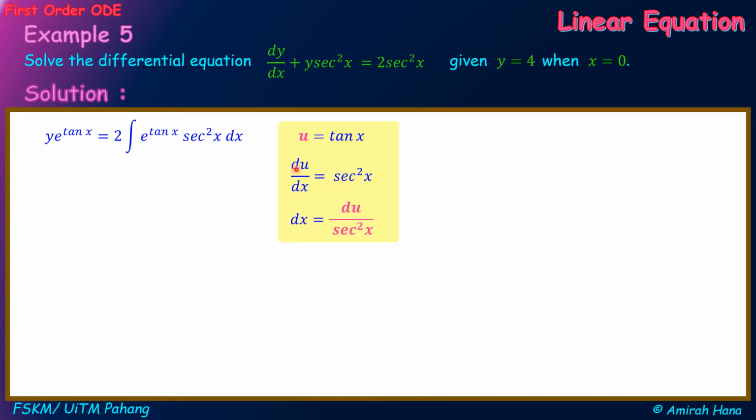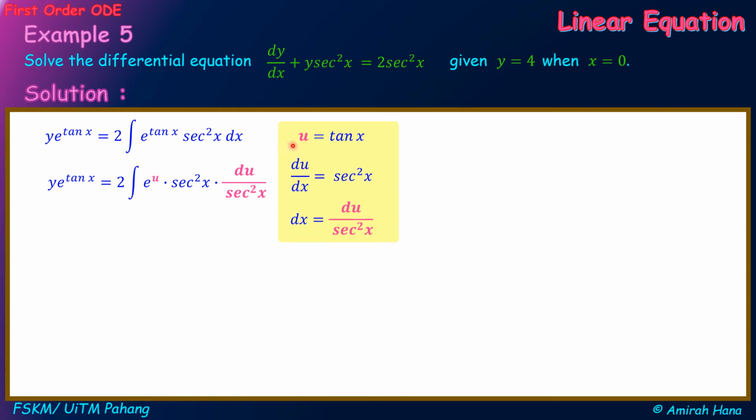So we just cross multiply, so we get dx equals du over sec squared x. After that, we substitute back into this function. So we have y e to the power of tangent x equals 2 integration of, we replace tangent x equals u. And then we still have sec squared x, and then times, we replace dx equals du over sec squared x. Right?